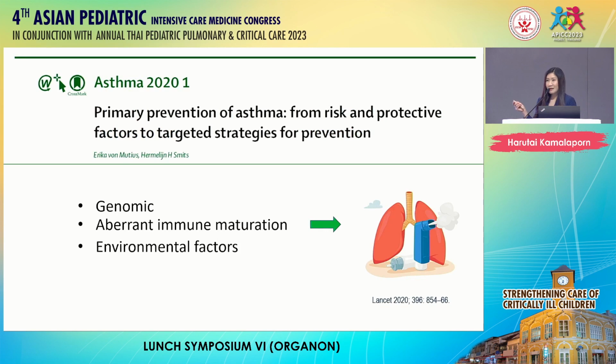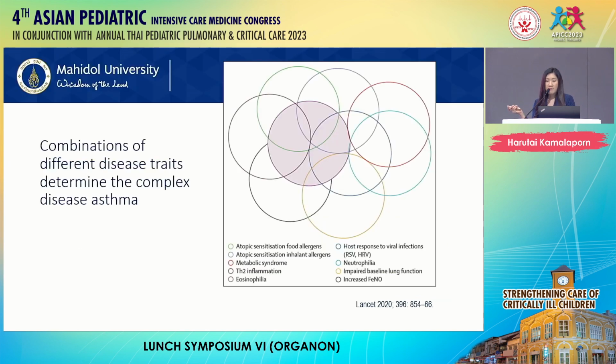development. I like this article very much. This is from Lancet 2020, which mentioned the primary prevention of asthma, from risk and protective factors to target strategy of prevention. They mentioned 3 categories: genomic factors, aberrant immune maturation, and environmental factors. With the combination of these things, it looks like a very complicated one: the eosinophilia, Th2, and the food and inhalants that I mentioned before, and metabolic disease, RSV, human rhinovirus, neutrophilia, an increase of exhaled nitric oxide, and impairment of the lung function.